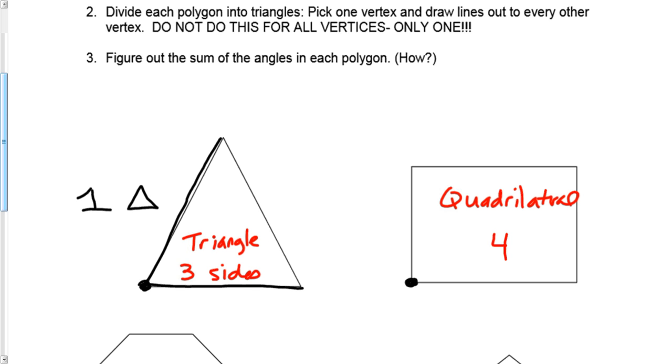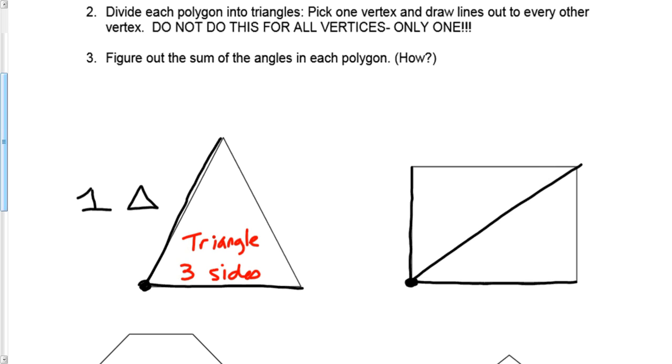Again, you may choose any vertex that you want. And all I'm going to do is draw out to all the other vertices. So when I draw out to this one, I don't create a triangle. When I draw along the bottom, I don't create a triangle. But when I draw diagonally through to the other side, I now have 2 triangles. And again, I'm only going to do it from one vertex. I pick one vertex and I draw out to the other ones, and I have 2 triangles.